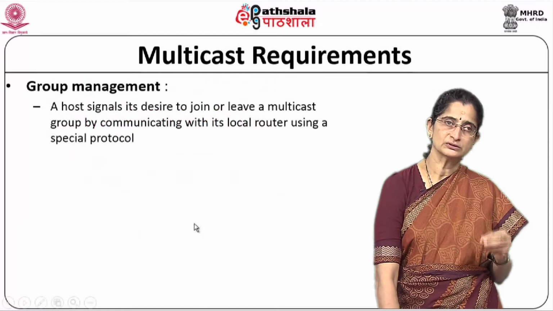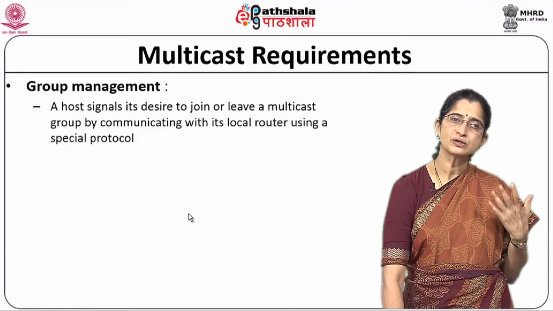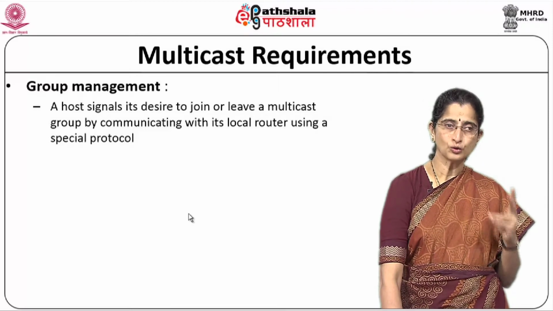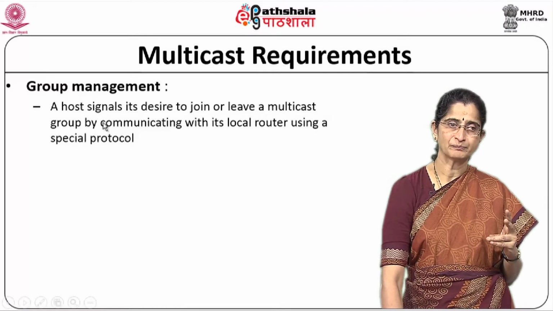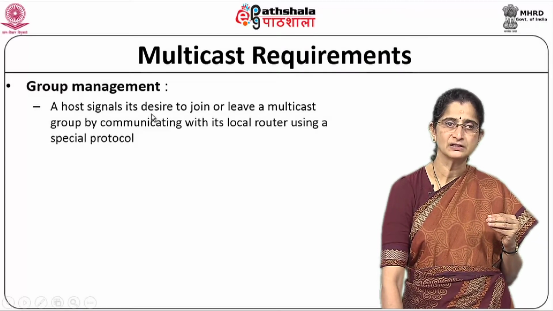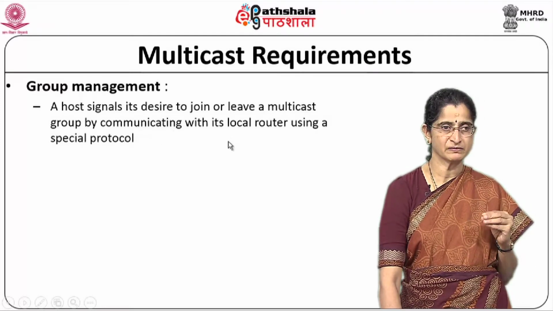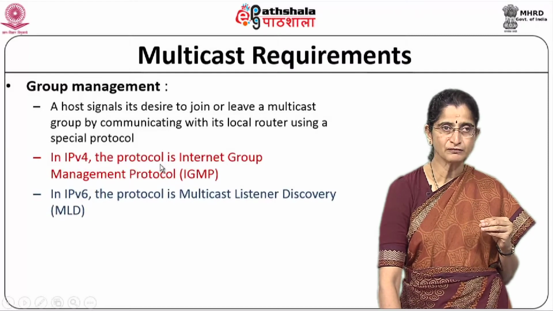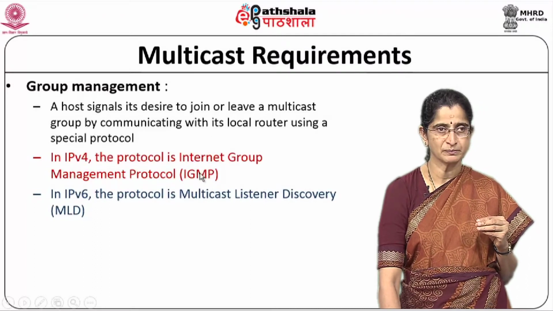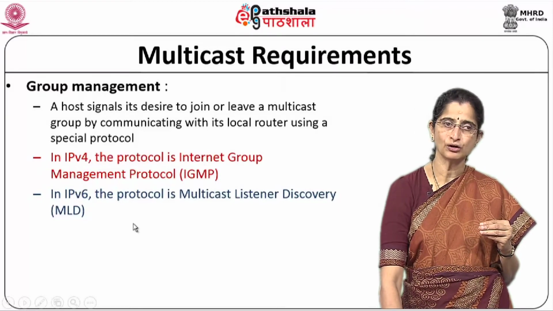So, what are the basic requirements for multicast? We said we need an addressing scheme, which is already provided by IP. The next things we said were group management and routing. These are two things that we will be looking at now. Group management essentially has to take care of the following. A host should be able to join or leave a multicast group. It should be able to signal to join or leave a multicast group by communicating with its local router using some specific protocol. So, in IPv4 the protocol which takes care of group management is called the Internet Group Management Protocol, IGMP. In IPv6 similarly we have the Multicast Listener Discovery protocol, or MLD.